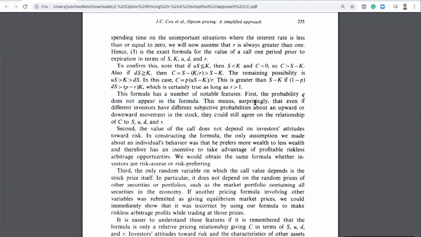That means, surprisingly, that even if different investors have different subjective probabilities of upward or downward movements in the stock, they could still agree on the relationship of C to S, U, D, and R. And this is amazing. We don't have to worry about the actual probability of getting a head or the actual probability of getting a tail. It doesn't matter. The second is that the value of the call does not depend on investors' attitude towards risk.